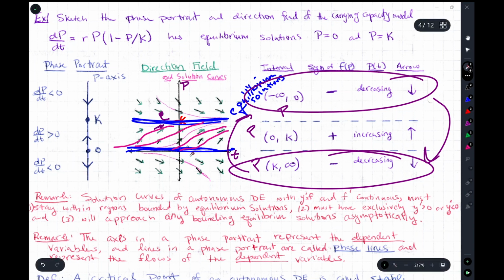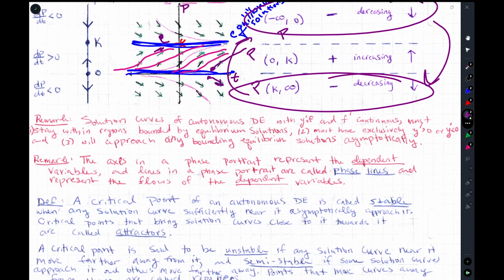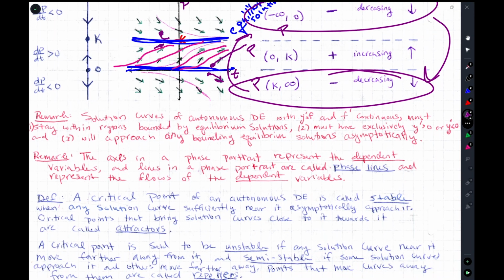You start down here. Even if you start so close to the equilibrium solution p equals 0, you're not going to get to p equals 0. You're going to go up all the way until you get to the carrying capacity. Likewise, and this wouldn't be true for population models because you can't have negative population, but mathematically, the solution curves would go down, and so that critical point is called a repeller.